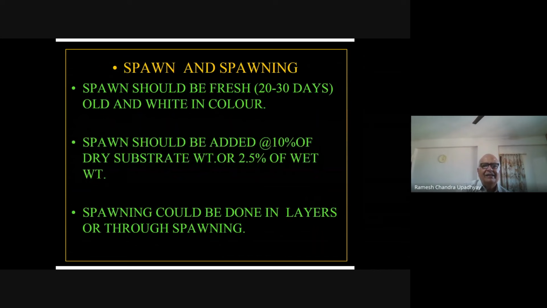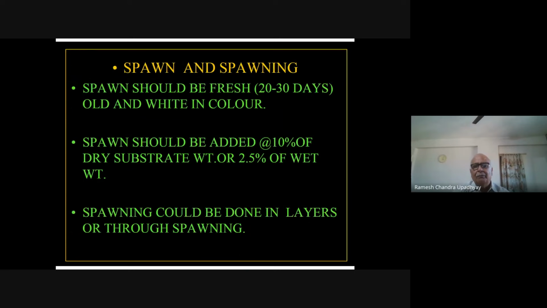Next one. Spawning. Adding spawn to the substrate is known as spawning. How much spawn? 10% of the dry substrate. Suppose you have taken 10 kg of dry substrate, then 1 kg of spawn is required. Or, if you don't remember how much dry substrate there is, 2.5% of the wet substrate weight. Spawning can be done in layers or thoroughly.